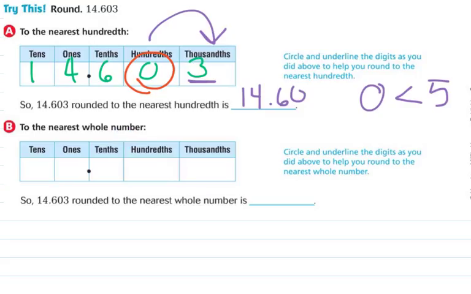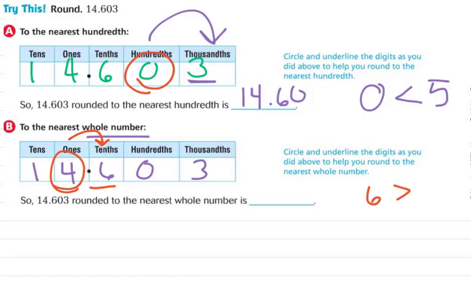Now in step B, boys and girls, we're going to round to the nearest whole number, which is a little bit different because we're going to make sure that we round to the nearest whole number first. So again, we're going to write the same value in the place value chart, and we're going to round to the first nearest whole number, which is 4. Now, remember we look to the right of the 4, and we see there's a 6. We underline that 6, and we make a little arrow to look next door. 6 is greater than 5, so 4 in the ones column would have to round up to 15. Notice we circled and underlined the digits that we did above to help us round to the nearest whole number. So 14 and 603 thousandths would be rounded to the nearest whole number of 15.